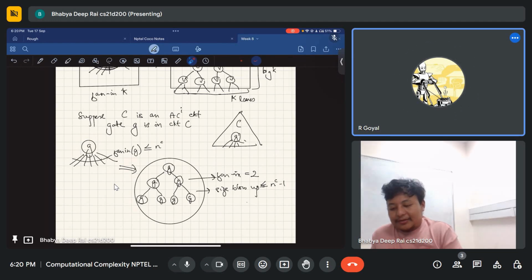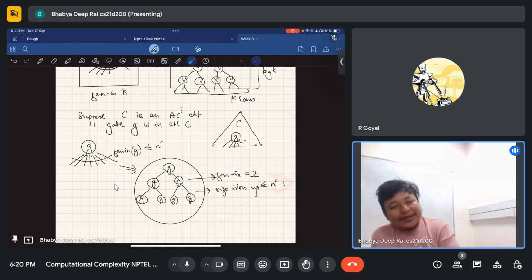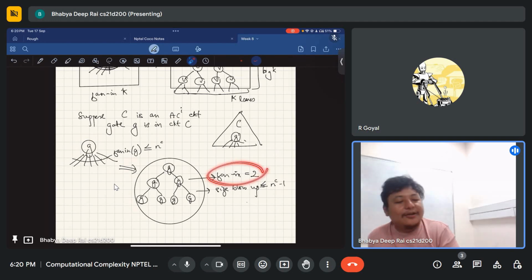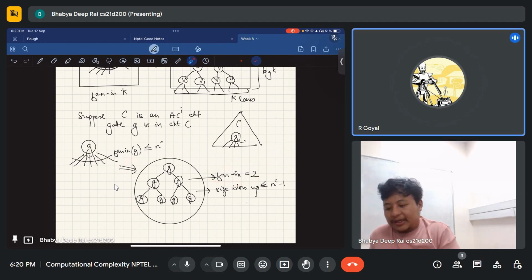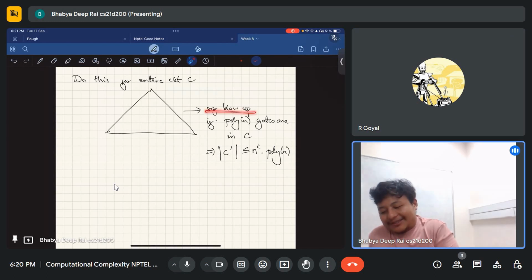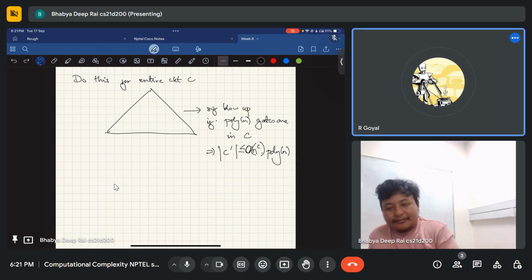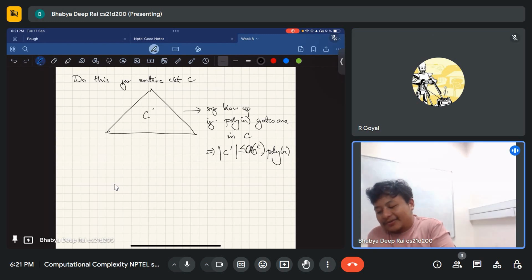So now you are doing it for every gate G in the circuit C. Why are you doing this? Because if you do it for every gate, then you'll get fan-in 2. Now, what is the size blow up? Some order n to the C times poly n. We just saw that for a single gate the size blow up is this. For poly n many gates, the size blow up will be poly n times order n to the C. Then this is the new C prime.